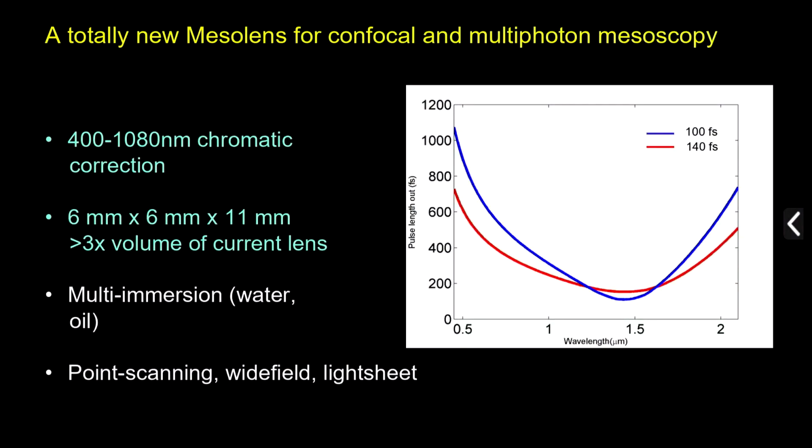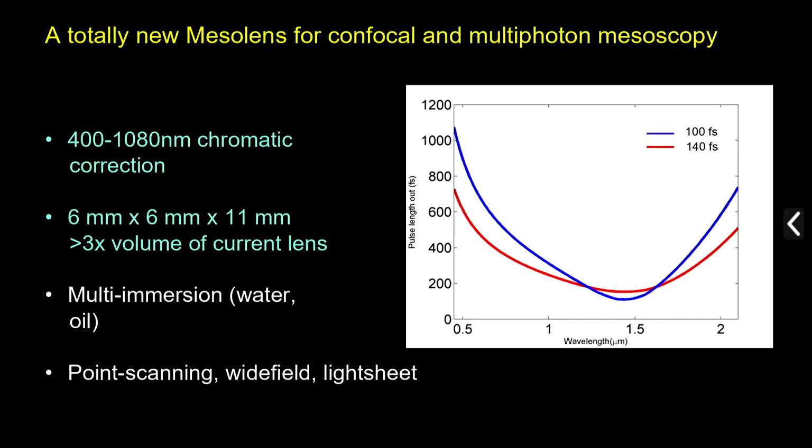The next thing that we're doing is creating a totally new Mesolens. The images that I've shown you are nice. We've got a 6 millimeter field of view and a 3 millimeter working distance, but often, when we give researchers back their data, they say, this is nice, but I just want to see a bit more. By more, what they normally mean is more of the sample. It's not really more resolution that they're seeking.